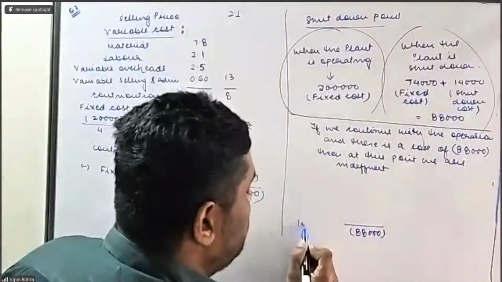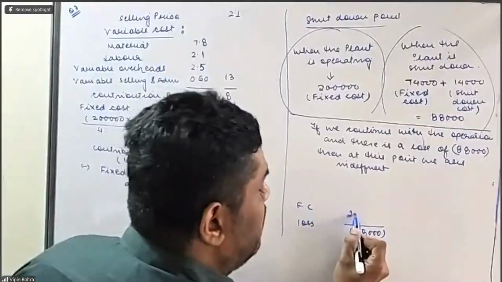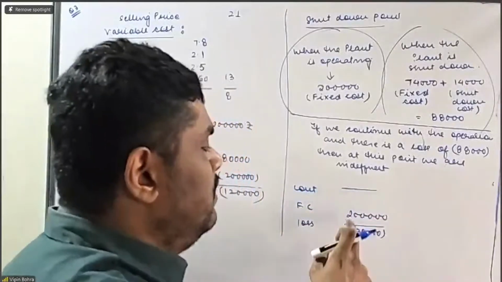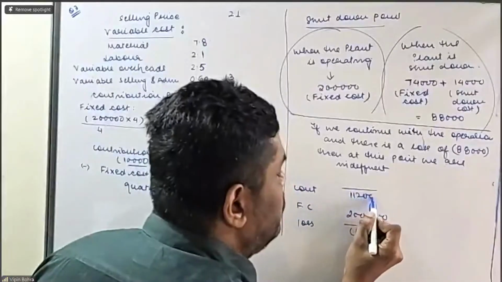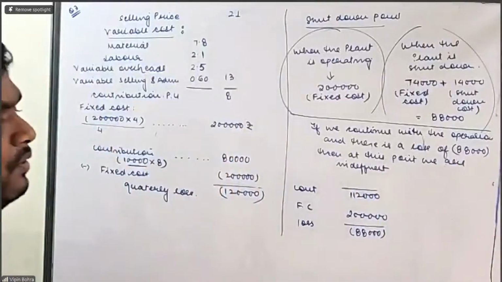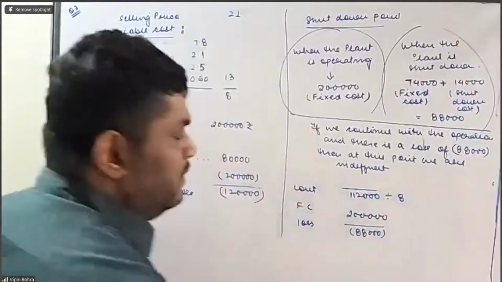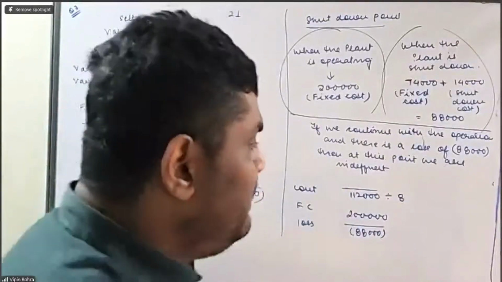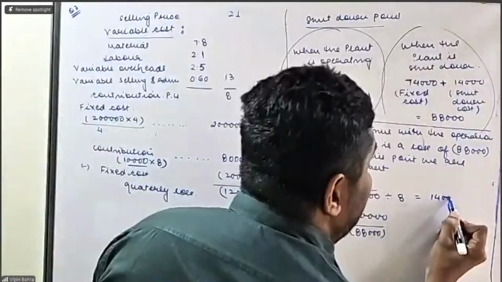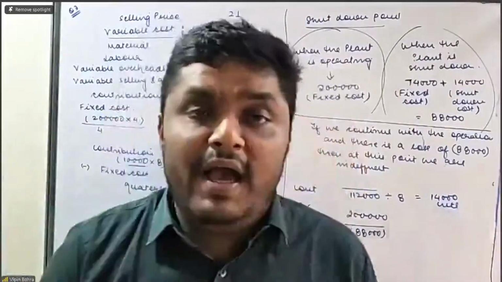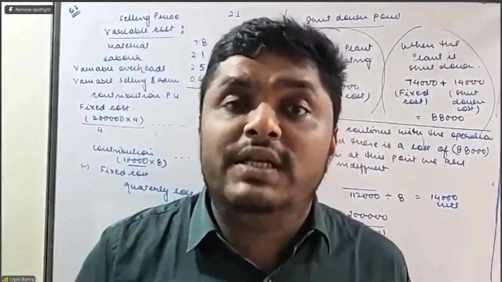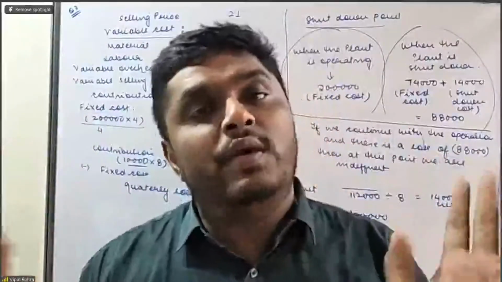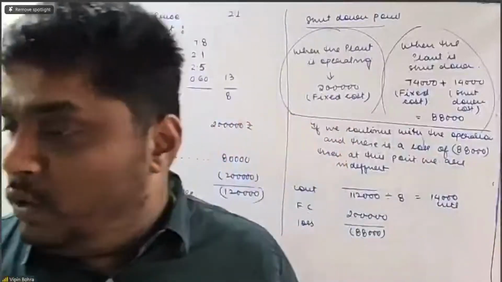My fixed cost is what? 2 lakh. So how much will be my contribution? I'm doing the reverse calculation. My contribution will be 1,12,000. And contribution per unit is how much? Divided by 8. So 1,12,000 divided by 8. If we are manufacturing and selling 14,000 units, we are indifferent. Continue or shut down the plant, it makes no difference, because we are going to suffer a loss of 88,000. I hope this part is clear.